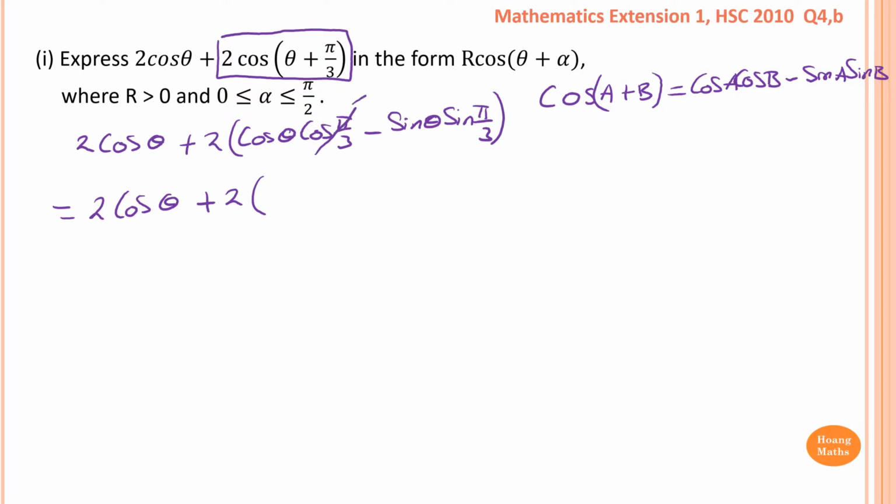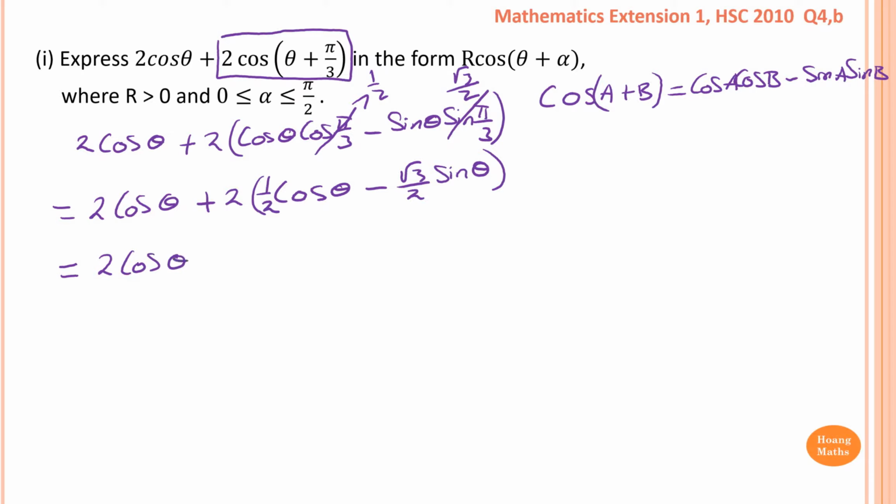Now cos of pi over 3 is a half, and sine of pi over 3 is root 3 over 2. So that is equal to cos of theta times a half, which is a half cos of theta, minus root 3 over 2 sine of theta. So this becomes 2 cos of theta plus, now 2 times this becomes 1, so cos of theta, minus, 2 times this one, which is root 3 sine of theta.